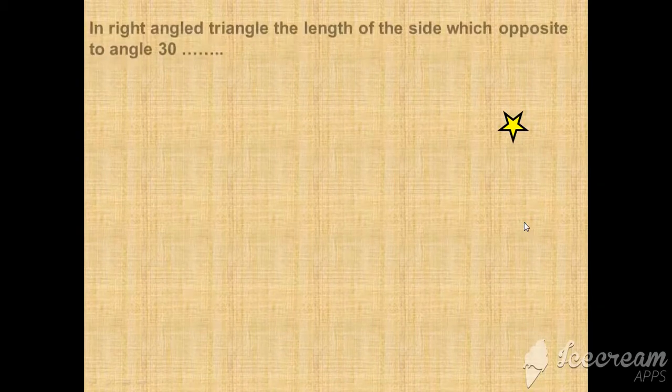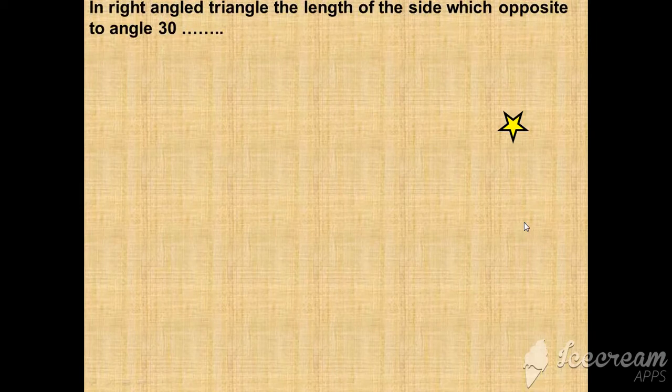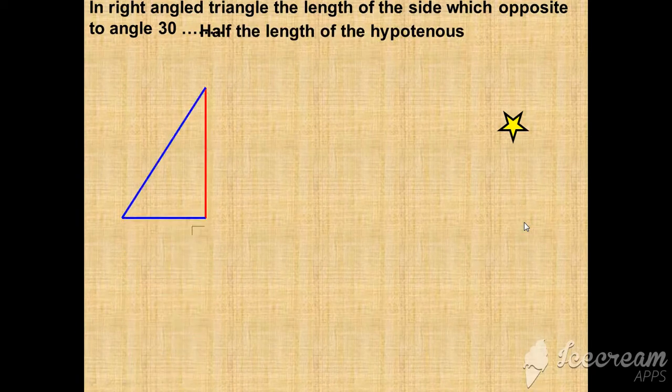As we studied before, in a right angled triangle, the length of the side which is opposite to angle 30 equals half the length of the hypotenuse, right? Here I have a right angled triangle and another angle of measure 30 degrees. So the side opposite to angle 30 equals half the length of the hypotenuse, which means the ratio between them is 1 to 2, right?